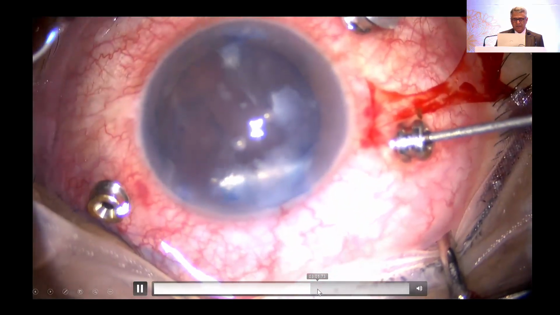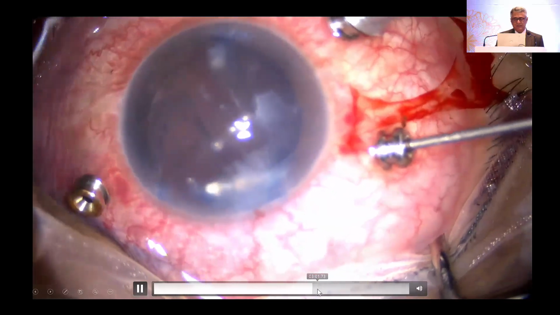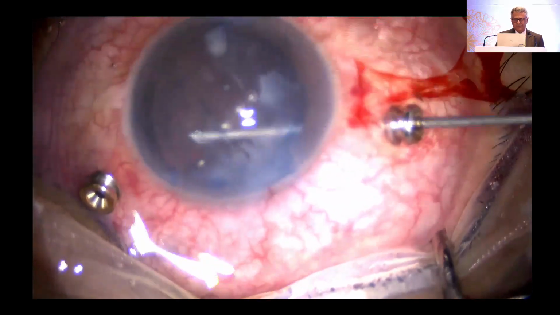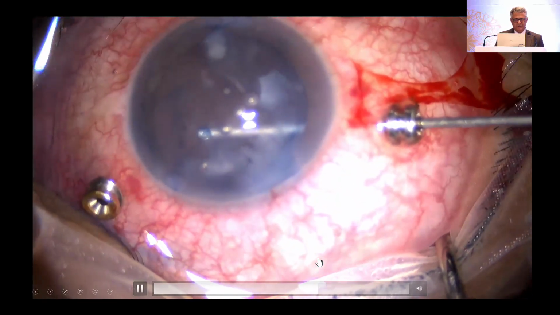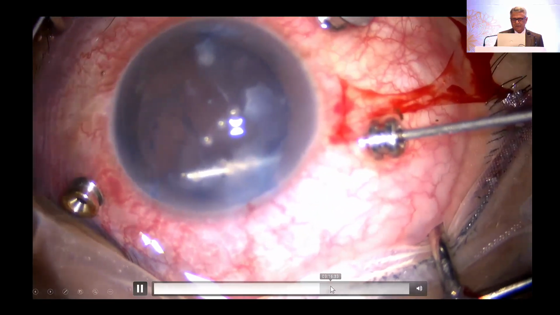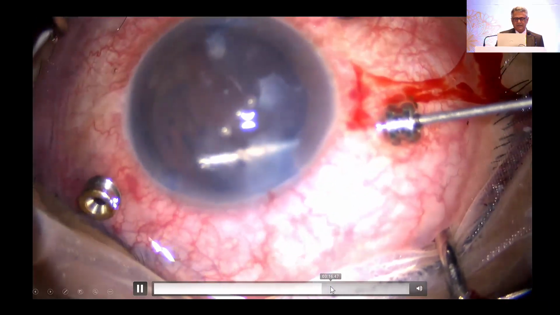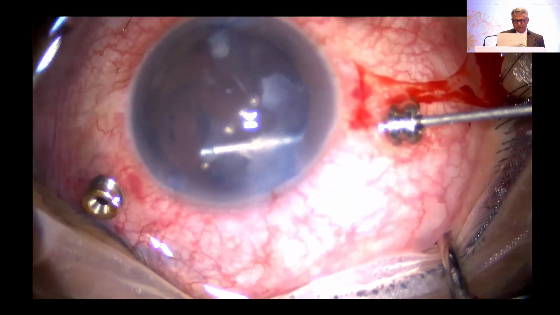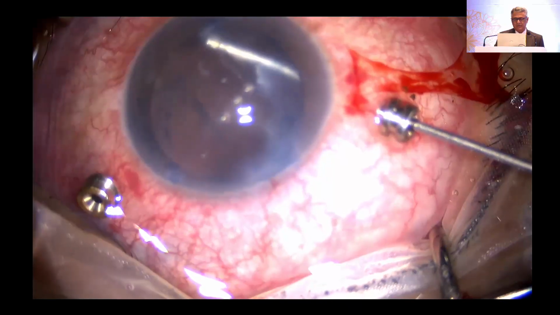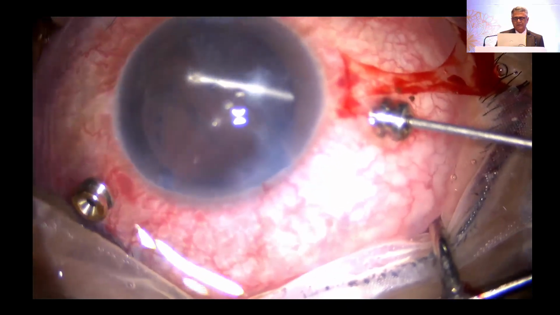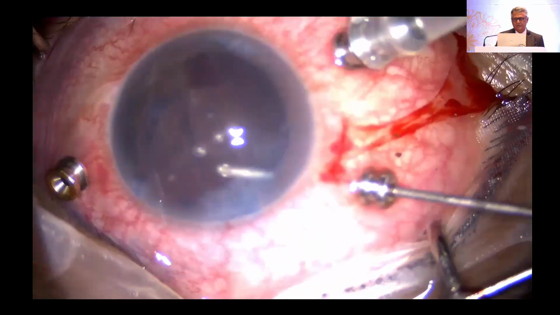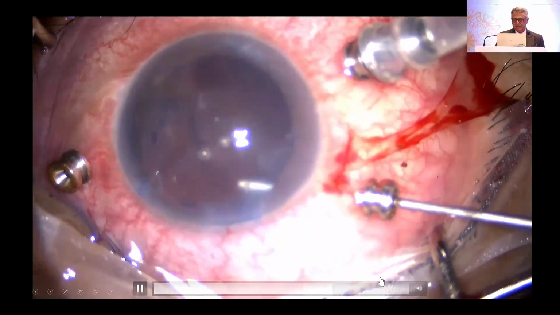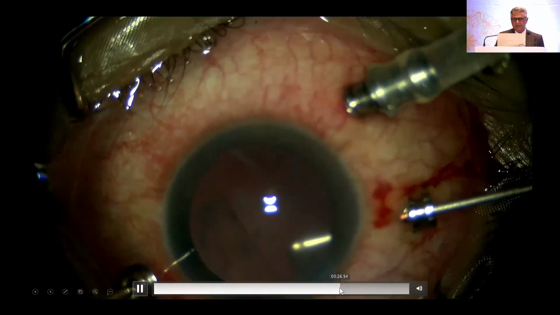Try to take time, don't be in a hurry, because if you are in a hurry, then you may disturb this capsule also, and the whole job of optical rehabilitation will go for a six. So take time, sometimes engage the cortical matter and pull it slightly rather than always cutting. So it's a combination of dragging the capsule, dragging the lens matter with the help of suction only, and now it's a reasonably complete job done.